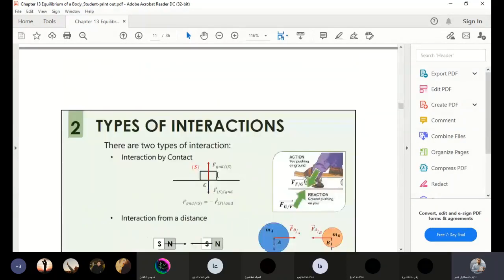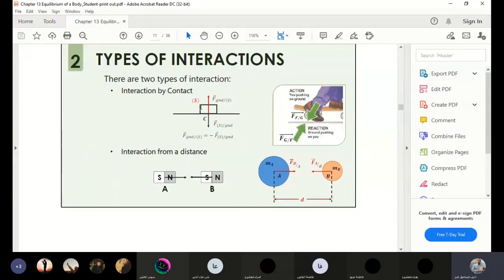Types of interaction. There are two types of interaction: interaction by contact and interaction from a distance. Interaction by contact, like the box S on the table, like the foot on the ground. Interaction from a distance, like two magnets repelling or attracting each other, and the Earth and the Moon attracting each other.